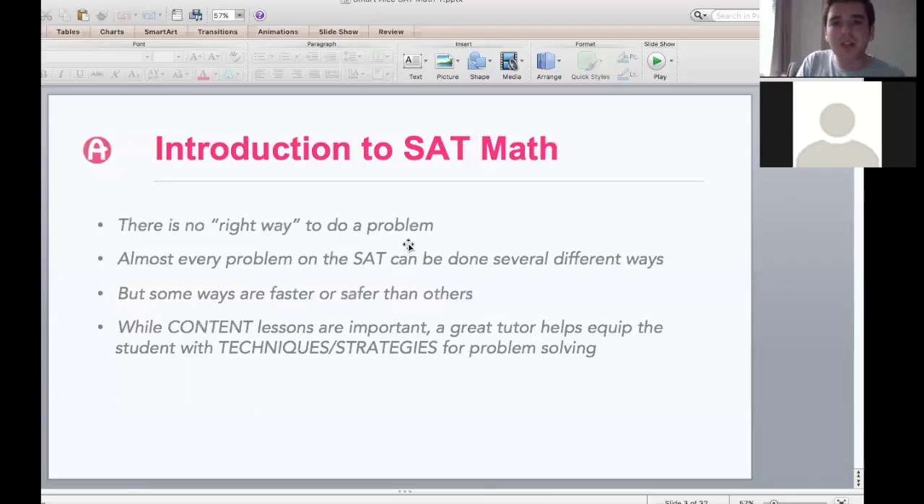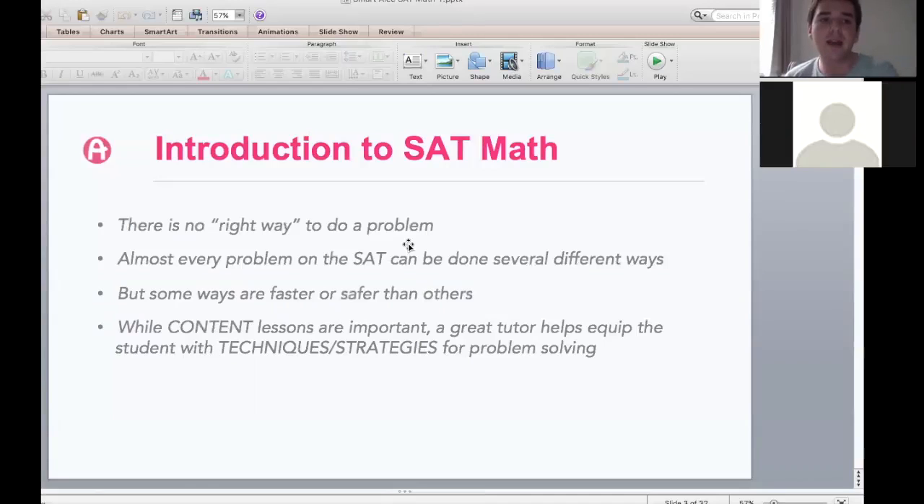And because of that, almost every problem on the SAT can be done in a different way. And the more you practice and the more they're able to practice, you're able to find out that sometimes this strategy is better for this type of problem, and other times the shortcut might actually take longer than just doing the algebra.